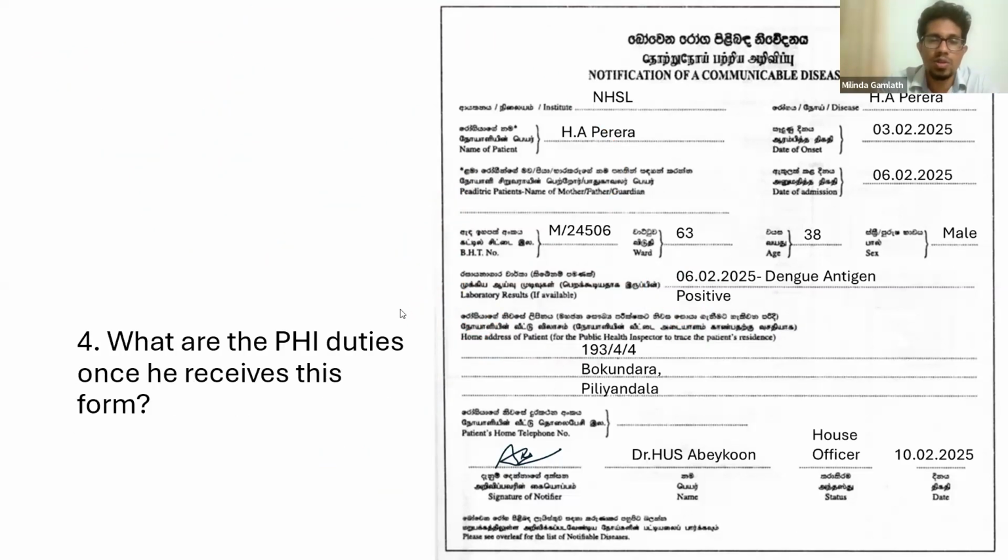which is, what are the PHI duties once he receives this form? So you described most of the duties, right? In addition to that, I think you didn't tell about control measures. He will take control measures, yeah, that's the other thing. And maybe health education. Yeah, so basically, I will describe this at the end because you said most of the things. So your process was okay, your procedure was okay, and the PHI duties also, most of the things you said.